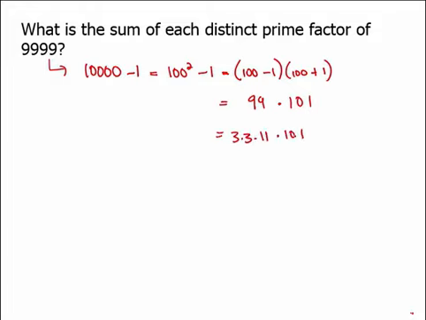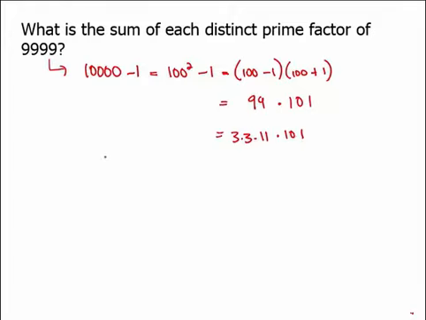And 101, let's think about this. 101 is obviously not divisible by 2 or 5. It's not divisible by 3 because the sum of its digits is not a multiple of 3. If we think about trying to divide it by 7, we know that 7 goes into 91, 7 goes into 98, and 105. So 101 is not a multiple of 7. Because it is not divisible by any prime number less than 10, it must be a prime number. And in fact, 101 is a prime number.